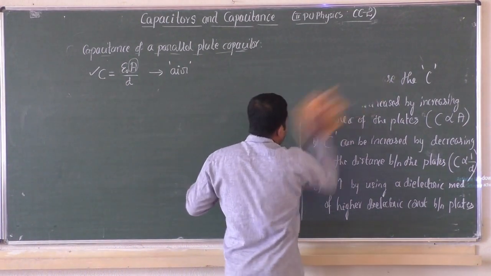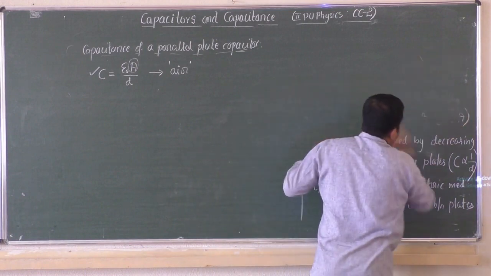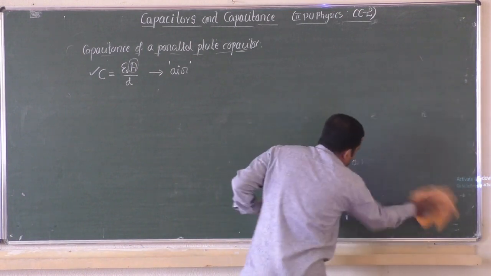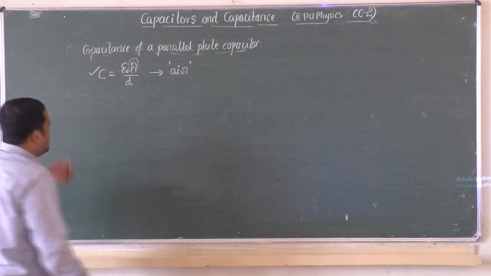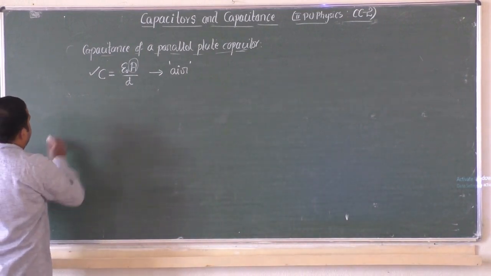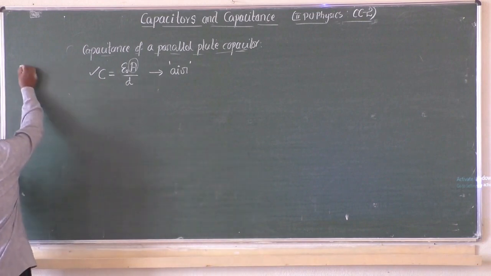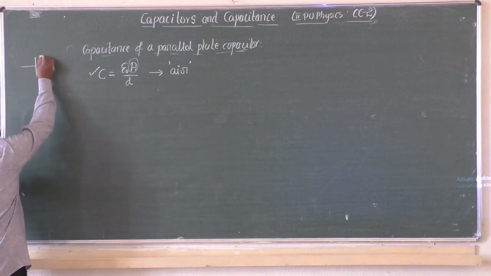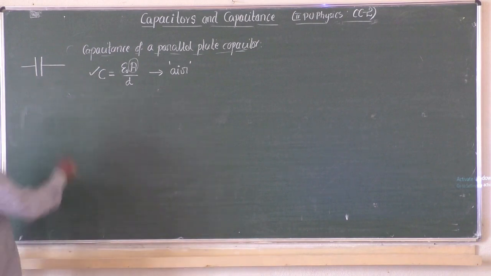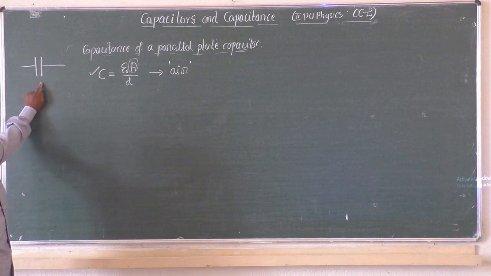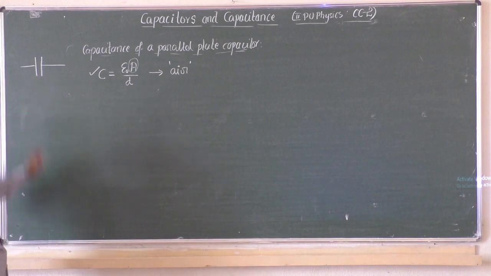Let us move further. Now consider a parallel plate capacitor. See, this is the circuit symbol of a parallel plate capacitor. Whenever we draw a circuit consisting of a capacitor, you will find this symbol, that is the symbol of a capacitor.